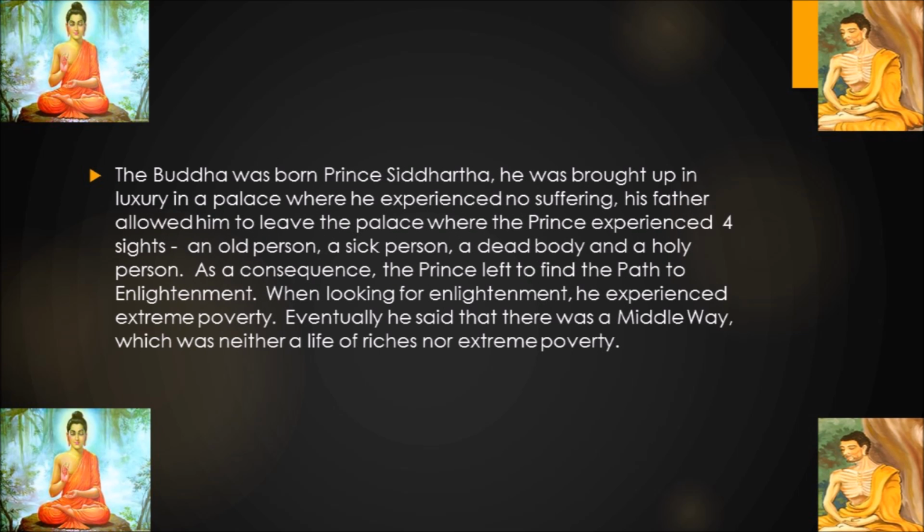The Buddha was born Prince Siddhartha. He was brought up in luxury in a palace. He didn't experience any suffering. He was allowed to leave the palace and he experienced 4 sights: an old person, a sick person, a dead person and a holy man. As a consequence, the prince left to find the path to enlightenment. When looking for enlightenment, he experienced extreme poverty. Eventually, he said that there was a middle way, which was neither a life of riches nor a life of extreme poverty.